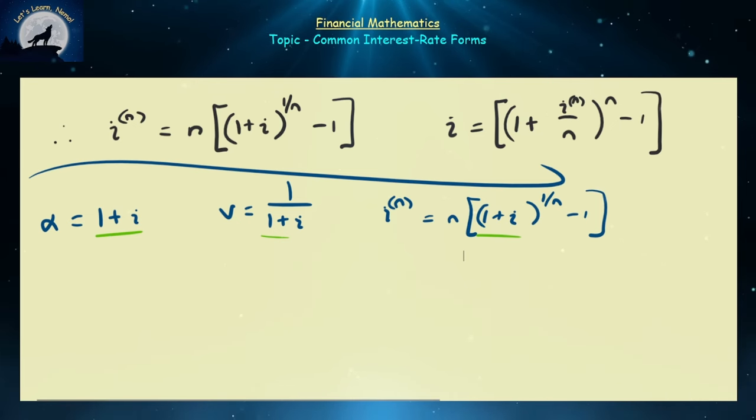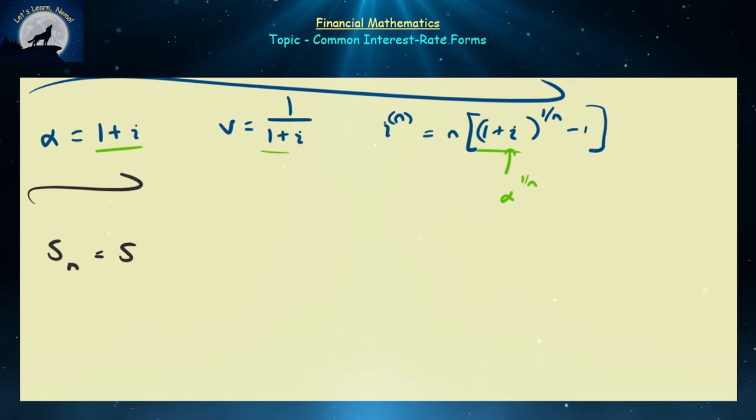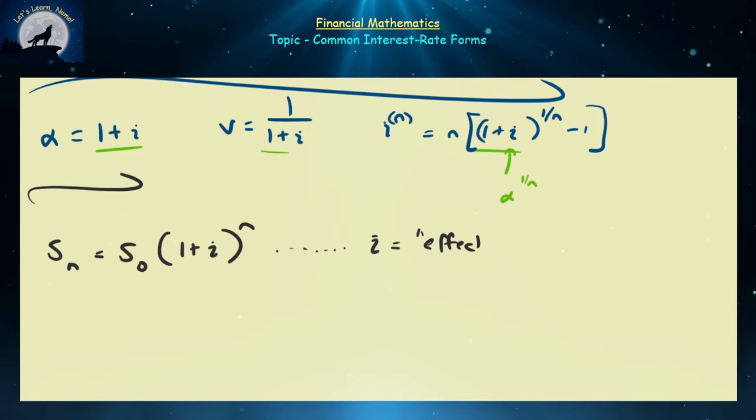So, is it possible that I can discount just like I did with 1 plus i? Because notice that this is going to be alpha to the power of 1 over n. Is it possible that I can discount compoundedly like I did with alphas? And the answer is, of course, yes. So I'm going to try and build a financial structure similar to that of alpha. So S_n, keep in mind, was equal to S_0 times 1 plus i to the power of n. And again, this i is our effective interest rate. Usually by default, that's going to be an annual effective interest rate.